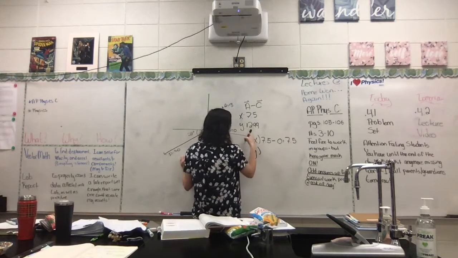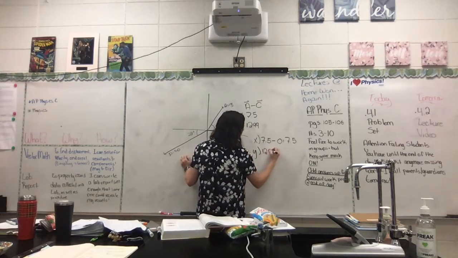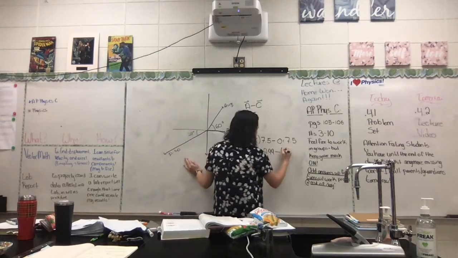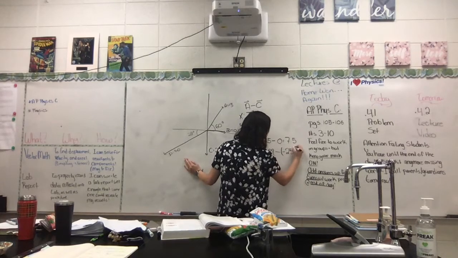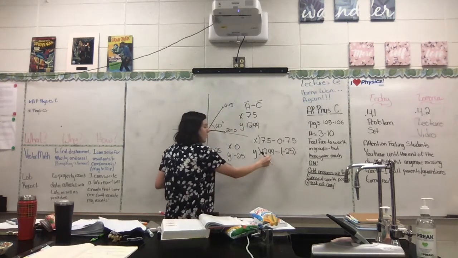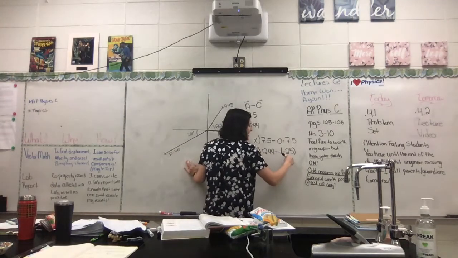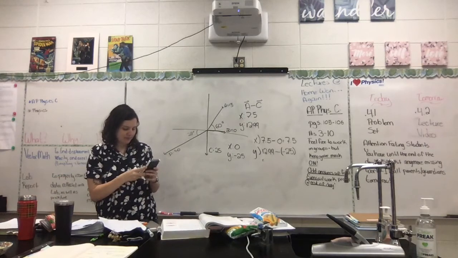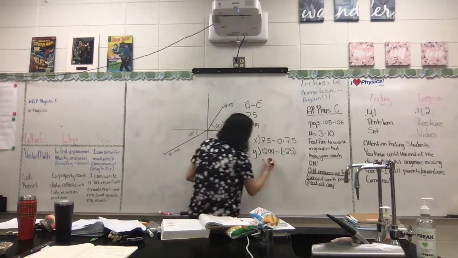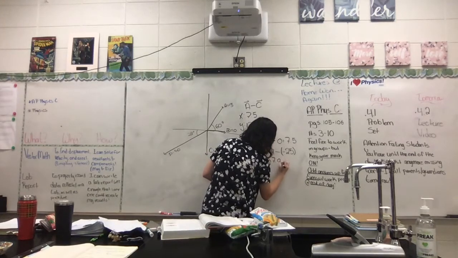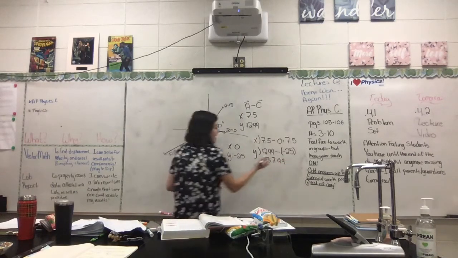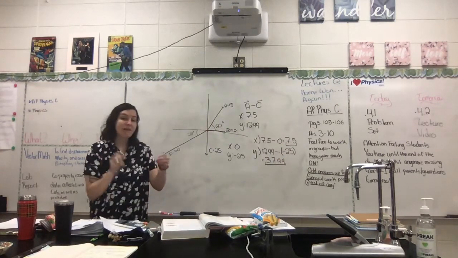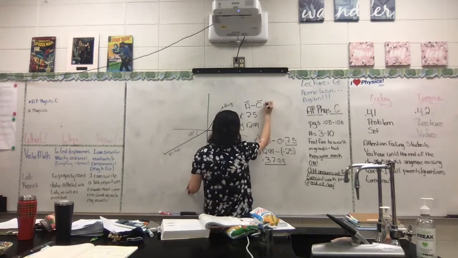And then for y, we're going to do our y component of A, which is 12.99, minus our y component of C, which is negative 25. So we're going to have 12.99 minus negative 25. And that is going to give us a y component of 37.99. Now that we have the x component and we have the y component, we can find what the magnitude of this vector is going to be.